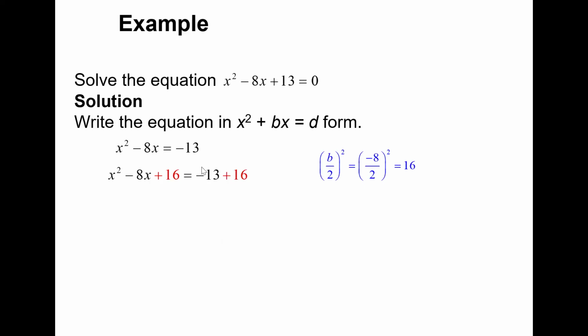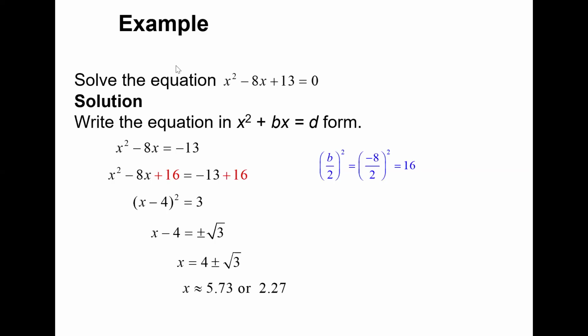And so what does that do? Well, that gives us 3 on this side and this on this side. Take the square root of both sides. And so it's plus or minus square root of 3. Now we add 4 over here, and that's going to be our solution. So we have 4 plus square root of 3, 4 minus square root of 3.